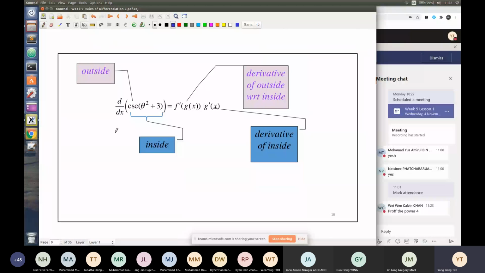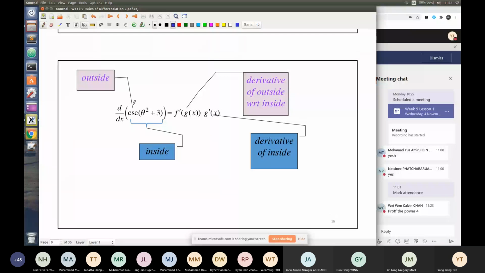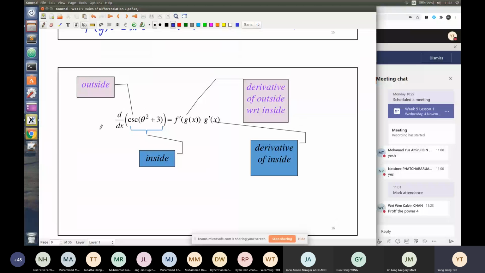Cosecant theta square plus 3. These are just more and more examples. You observe that this is a cosecant. What is cosecant? Cosecant is actually 1 over sine. Previously, in the last lesson, we differentiated cosecant, which I do not remember, so I'm just going to quickly differentiate cosecant again. It's not a big deal.